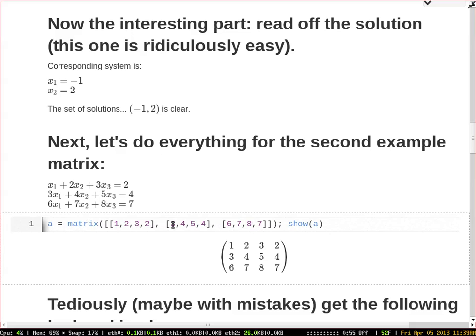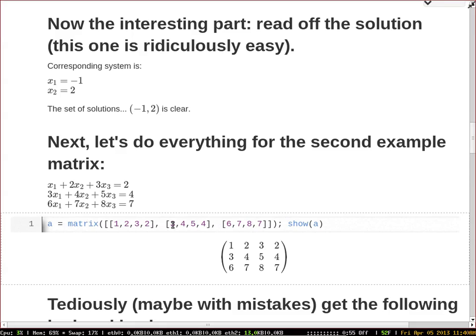So here, I'll just write the matrix. I won't write the system of equations, but they're equivalent to each other. So 1, 2, 3, 2, and then 3, 4, 5, 4, and then 6, 7, 8, 7. Okay, so again, this 3 by 4 matrix corresponds to a system of 3 linear equations and 3 unknowns. The b sub i's are the numbers 2, 4, and 7, and the coefficients on the left of the linear system of equations are given here. All right?